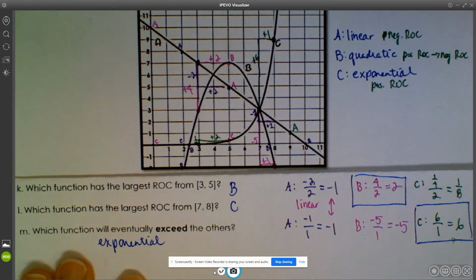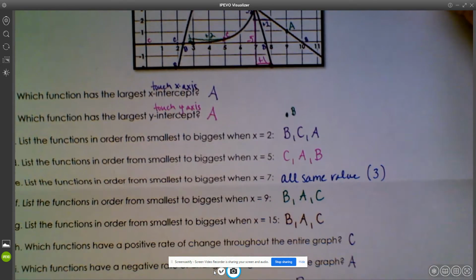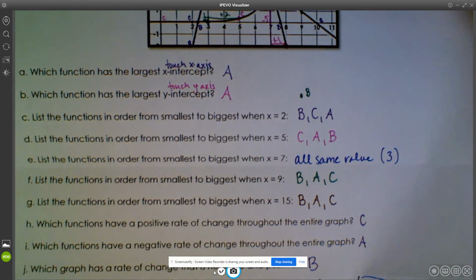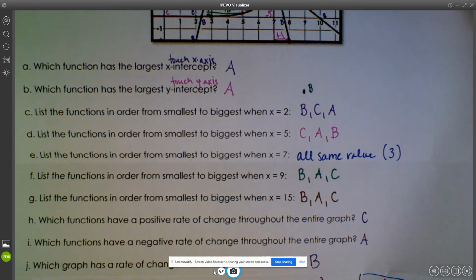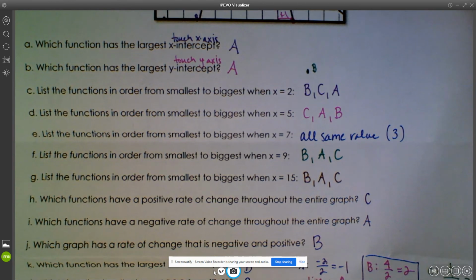Okay? All right, so that's how we compare graphs of functions. So we're going to look at values. We'll look at rates of change. We'll look at when one exceeds the other.